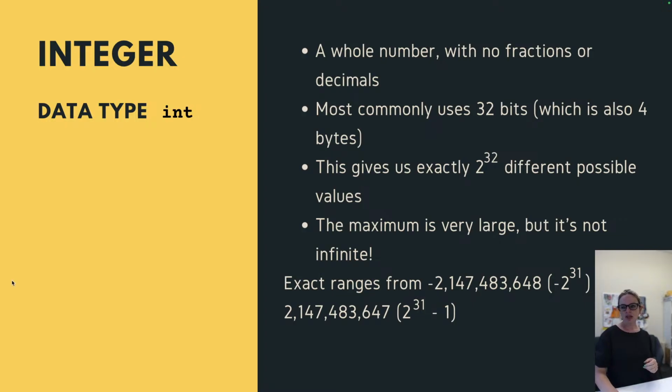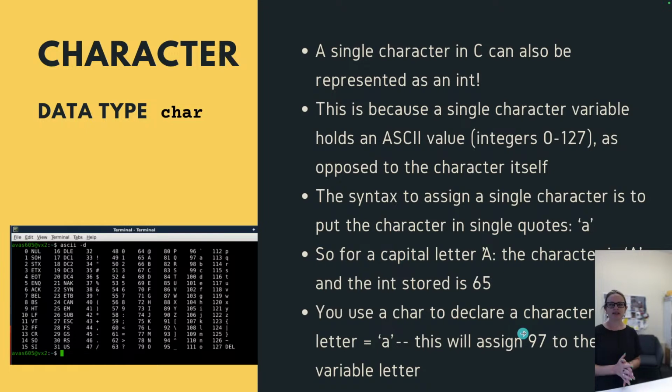So the exact range is from minus 2 to the power of 31 to 2 to the power of 31, minus 1. Why do we subtract 1? Do you know? Who knows why we subtract 1? Yeah, well done. It's because of the 0. We have to include the 0, and that means that we subtract 1 for that 0. Okay, fantastic.